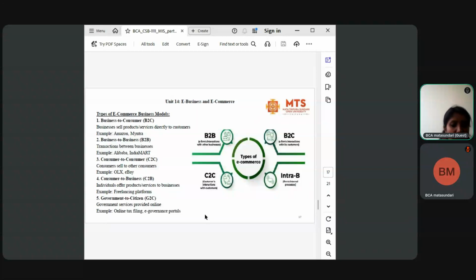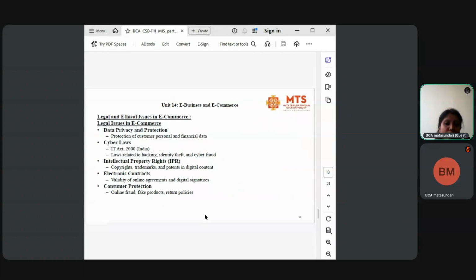Okay. And the next slide is legal and ethical issues in e-commerce. Okay, so legal issues: data privacy and protection, basically protection of customers' personal and financial data, and cyber laws, intellectual property rights, that is copyright, trademarks, patents in digital content, and electronic contracts, and consumer protection from online fraud, fake products, and return policies.